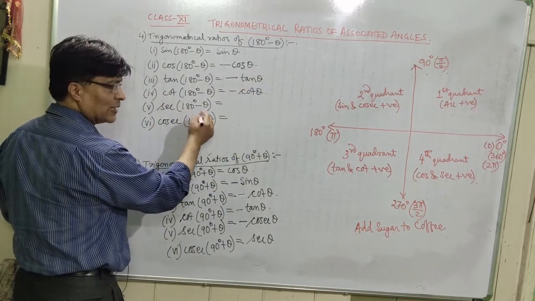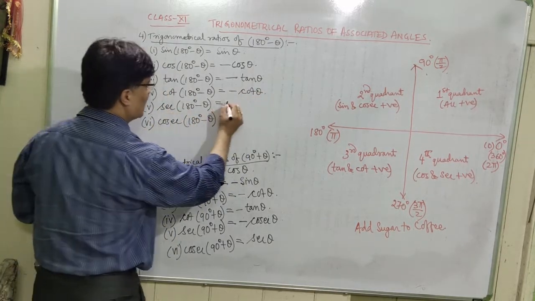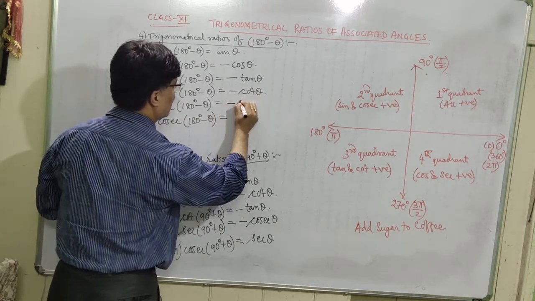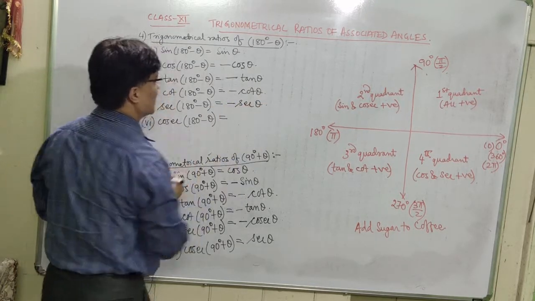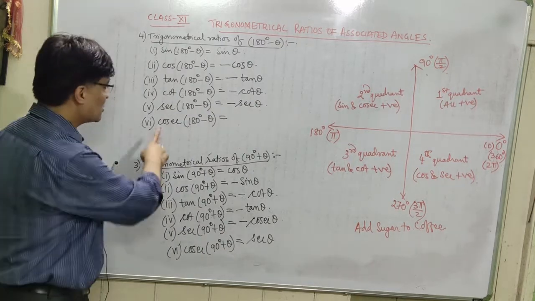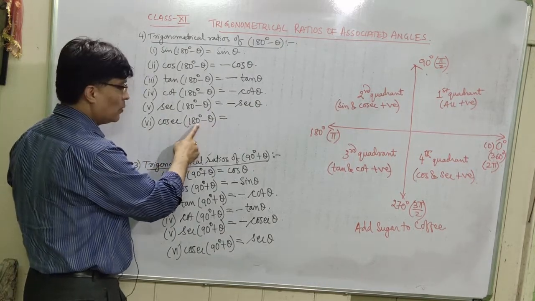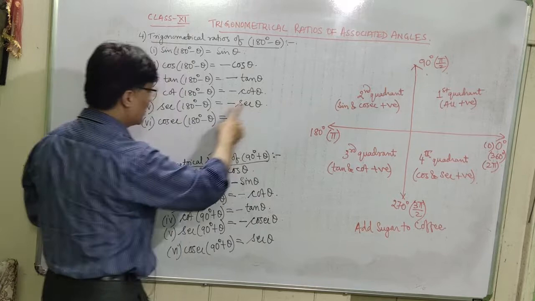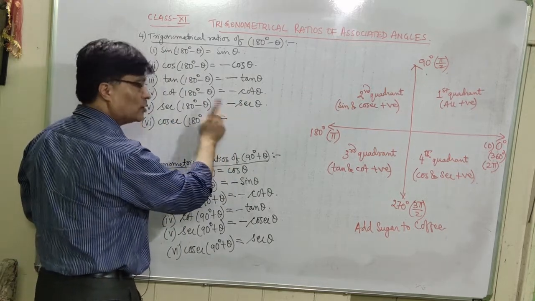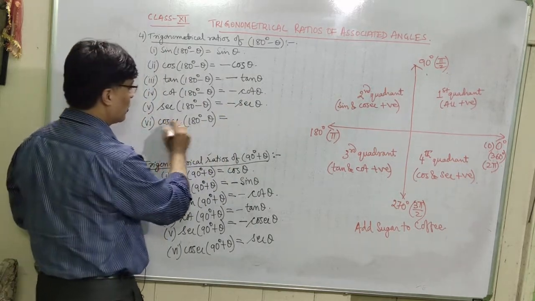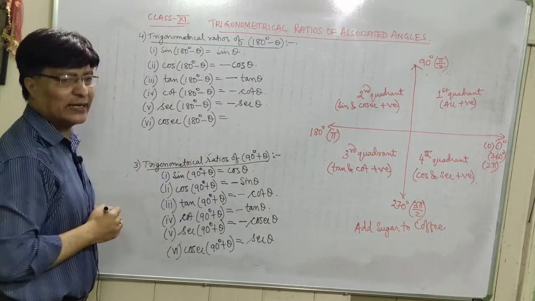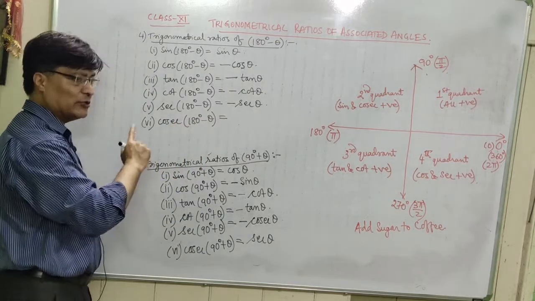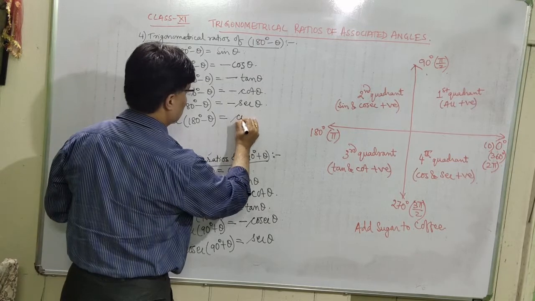Sec of 180 minus theta lies in the second quadrant, sec is also negative, so minus, and sec remains as it is, that is minus sec theta. And what about cosec of 180 minus theta? 180 minus theta lies in the second quadrant where cosec is positive. Usually we don't write the positive sign, so cosec remains as it is since 180 is an even multiple of 90, 90 into 2. So it is cosec theta.